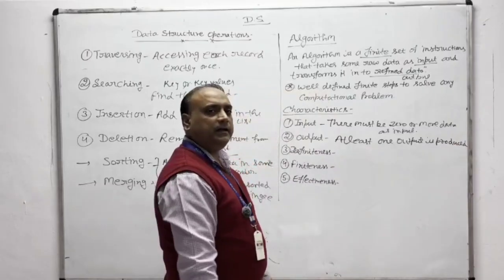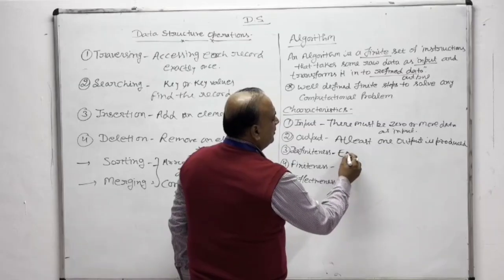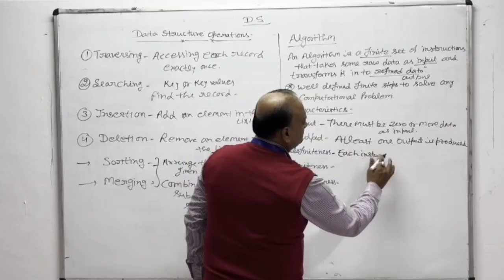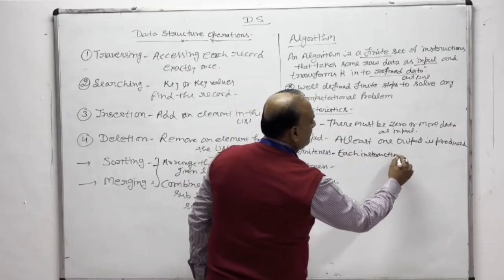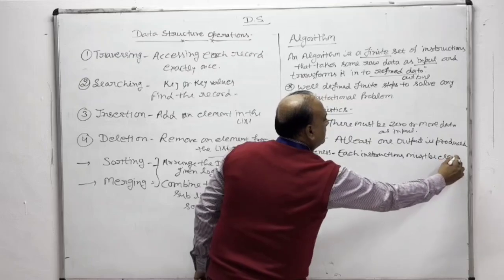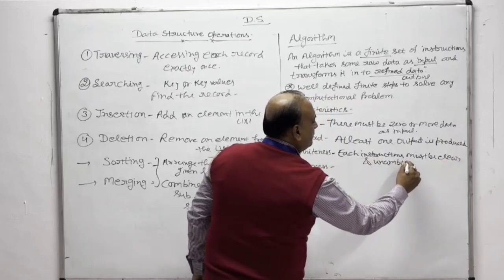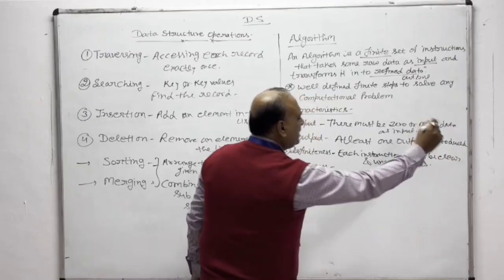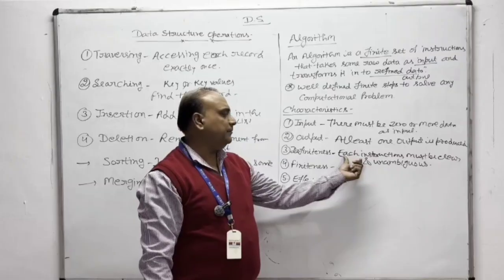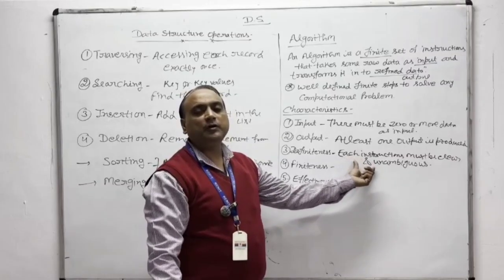Third one is definiteness. Each instruction must be clear and unambiguous. Means instructions must be clearly defined and unambiguous, meaning the instructions have no double meaning.